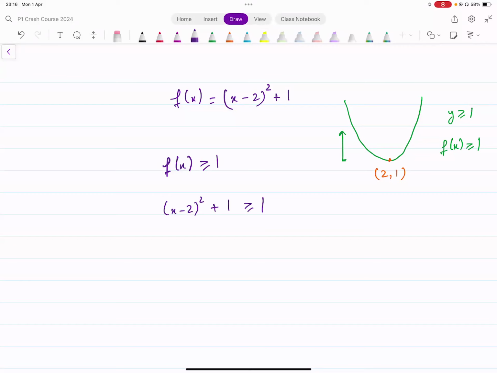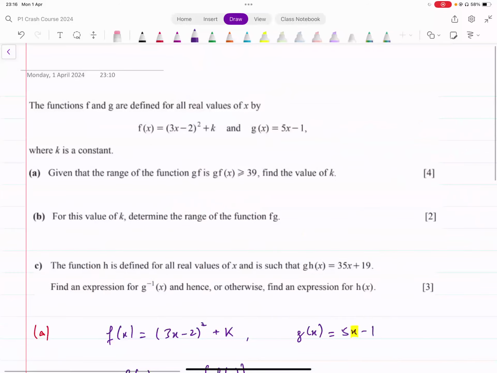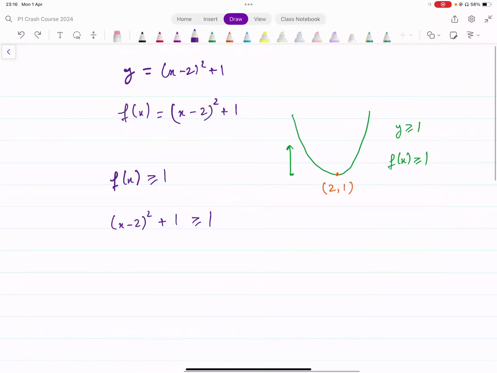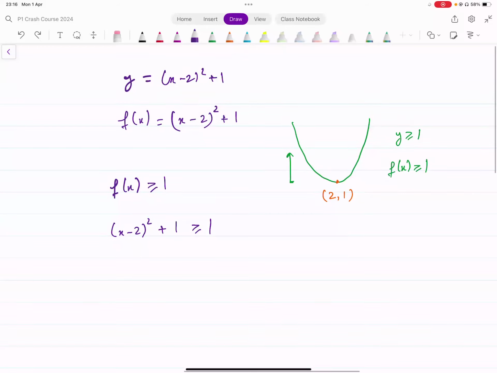So f of x basically represents y of the function, the y coordinate, because that's the value of the whole function. If you write it like this, y equals (x minus 2) whole squared plus 1, range gives you values of y. So if range is greater than or equal to 39, that means that whole function is supposed to be greater than or equal to 39. In this case, if the range is greater than or equal to 1, that means the whole function is supposed to be greater than or equal to 1. Does that make sense? Yes, sir. Okay. Thank you.